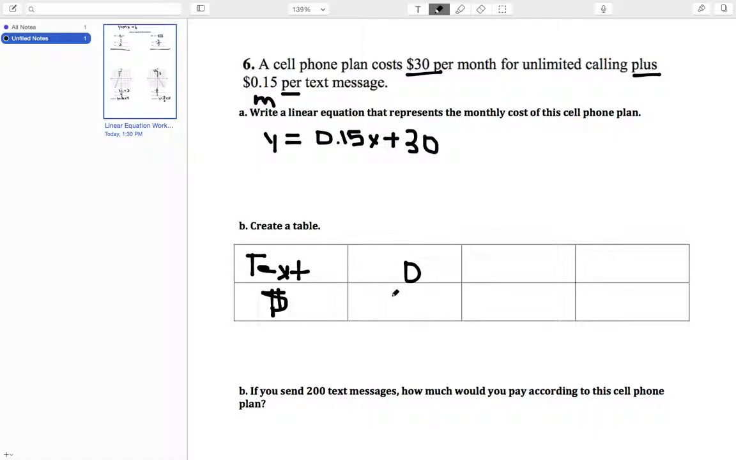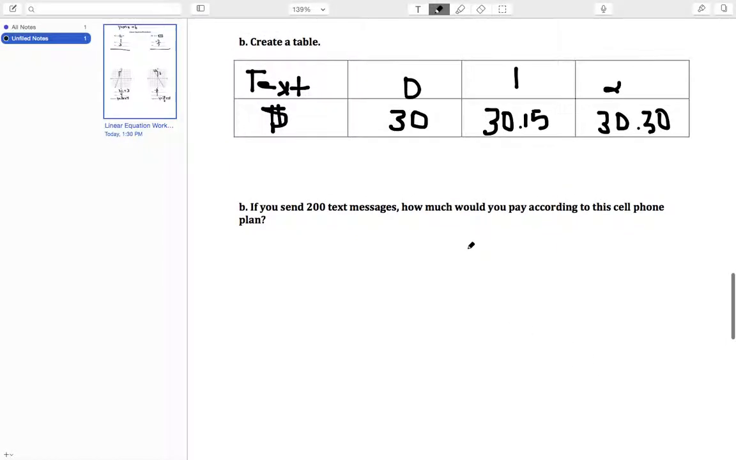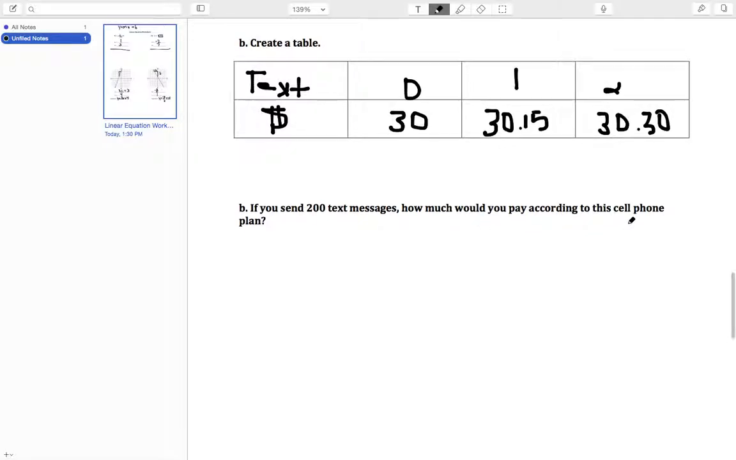So if I have 0 text messages, I know my starting point, because this is my y-intercept when x equals 0, is going to be 30. Then if I send 1 text message, it's going to be $30.15. If I send 2 text messages, it's going to have to be $30.30. Okay? Then your next one, you have to figure out, if you send 200 text messages, how much would you pay according to the cell phone bill?